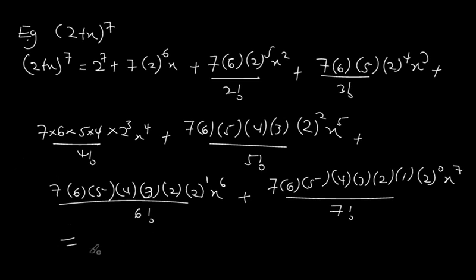So all of this now will be equal to, now 2 raised to the power 7 will give us 128, then plus, if you expand 7 times 2 raised to the power 6 will give us 448x, plus the whole of this 7 times 6 times 2 raised to the power 5 divided by 2 factorial, which is 2 times 1, will give us 672x squared, plus 7 times 6 times 5 times 2 to the power 4 divided by 3 factorial, which is 3 times 2 times 1, will give us 560x cubed.